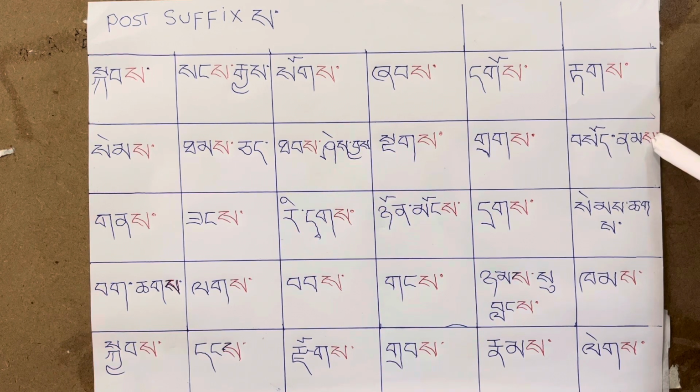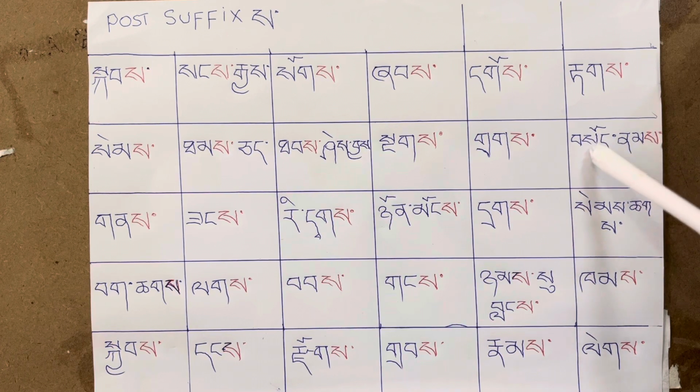If this is the suffix, this should be the root letter. And if this is the root letter, this should be the prefix, which remains silent. The 5 prefixes are ga, da, ba, ma, ha. So na is not one of the prefixes. So now we know that this is the root letter, suffix and post suffix. So na, ma, sa, nam.